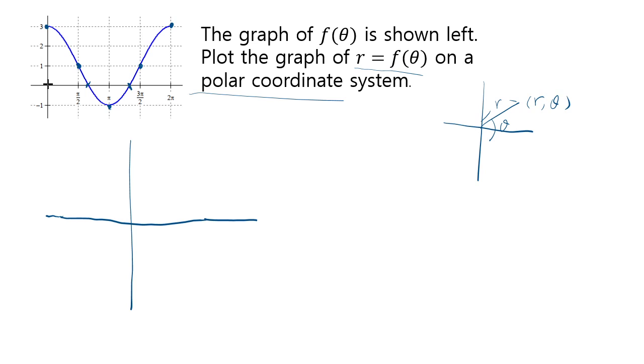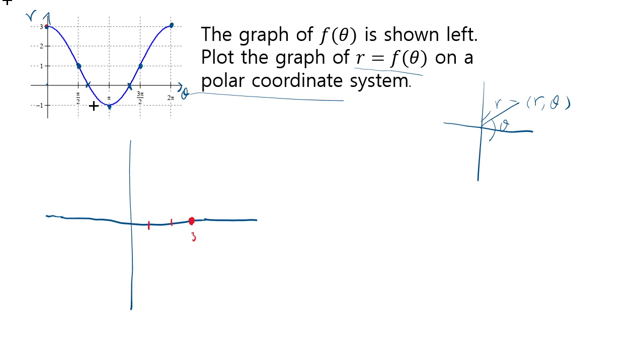So the first thing is, this is theta and that's r. When theta is 0, r is 3. What does that mean? That means this is theta equal to 0, right? So you go in that direction. How many steps? 3 steps. So you do 1, 2, 3, 3 steps right here, and that's where your first point is plotted.